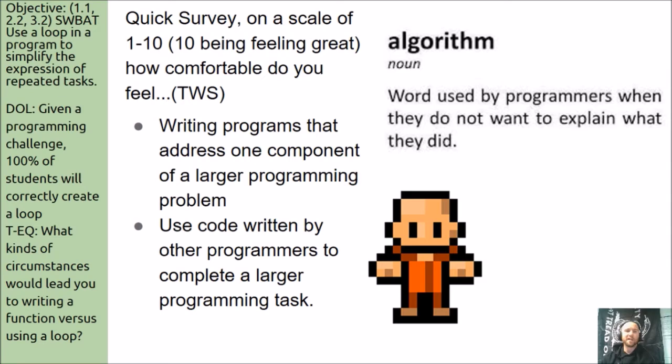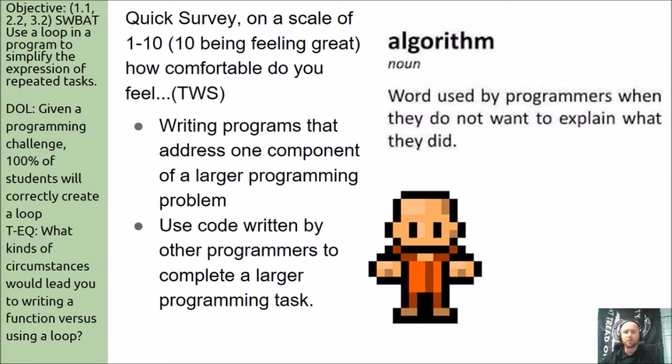On a scale of 1 to 10, 10 being you feel great, how comfortable do you feel with the following two items? The first one says, basically, how comfortable are you writing programs that address one component of a larger programming problem? The second one says, how comfortable are you using code written by other programmers to complete a larger programming task? And then to the right here is a sort of a funny joke.